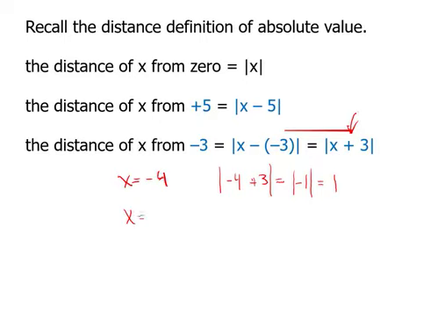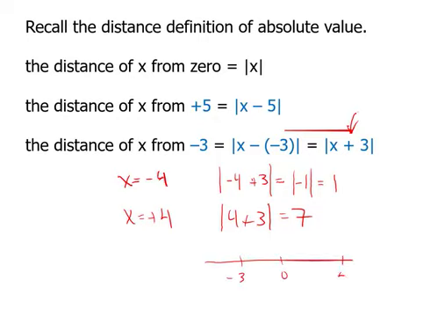But if we plug in positive 4, well, then we get 4 plus 3, absolute value of 7 is 7. And that makes sense because negative 3 is down here and positive 4 is up here. And so if we started at 4, we'd have to go a distance of 4 to 0 and then another 3 to get to negative 3. So that would be a distance of 7. So even though this is counterintuitive, the formula actually works when you plug in numbers.